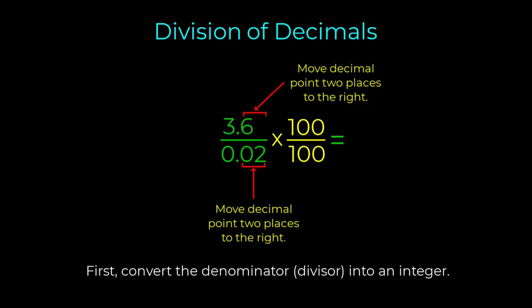I must add a 0 on the right of 3.6 in order for me to be able to move the decimal point over by 2 places. My division problem is now 360 over 2. The answer is 180. I am done.